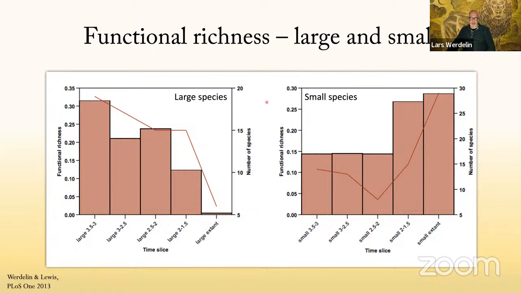For comparison, to say that this is not a general pattern of diversity, we can look here at small species. We might expect, depending on how we interpret this, that small species should follow this pattern or should increase as they do because of better sampling. But basically, if we take into account sampling, we can say that small species richness and number of species basically flatlines over the last 3.5 million years.